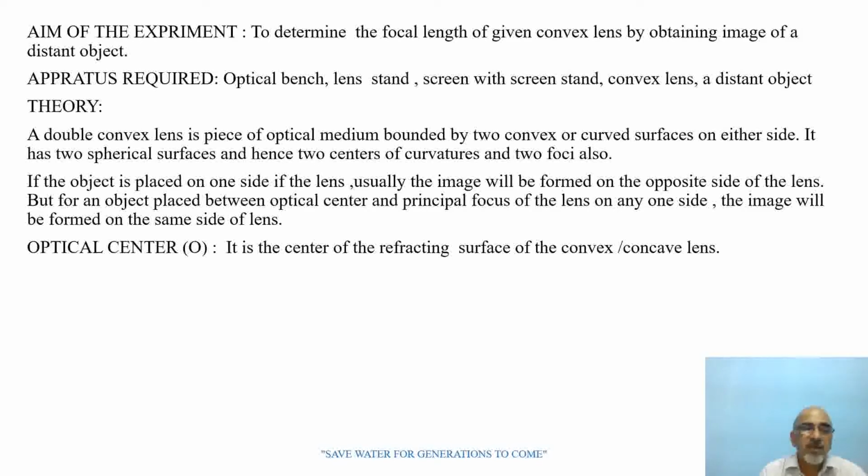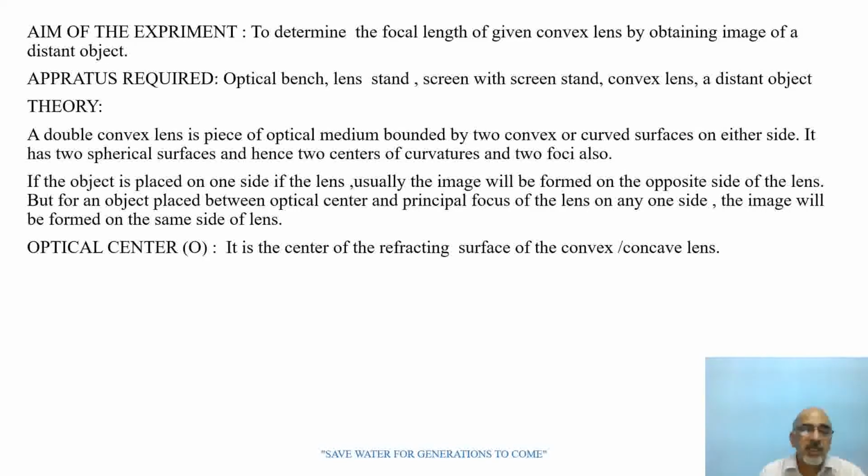So, if the object is placed on any one side of the lens, the image will be formed on the opposite side, on the other side. Why? Because it forms a real image. So it is formed on the other side of the lens. But for an object placed between the optical center and the principal focus, the case is different. Here the image formed is virtual and it is on the same side of the object, therefore the same side of the lens. Therefore it cannot be taken on the screen.